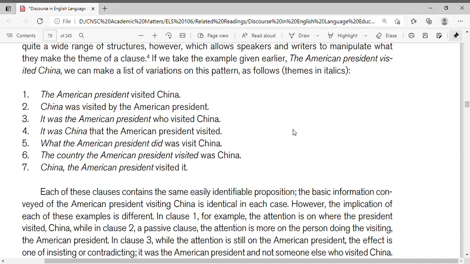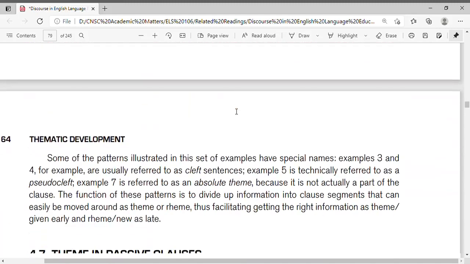Now allow me to continue our discussion on thematic progression, but this time I will start with the passive structure of declarative clauses. It was already given earlier, this example: China was visited by the American president, and obviously this follows a passive structure.